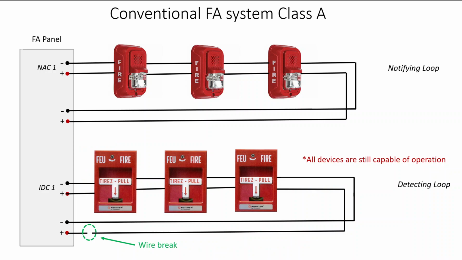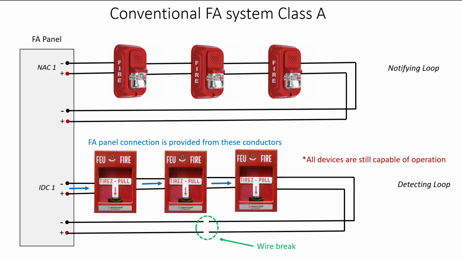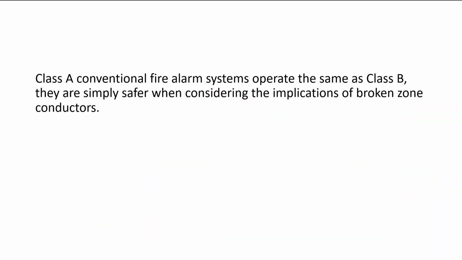Even if there's a wire break on this conductor, fire alarm panel connection is still provided from the original two conductors and all devices remain capable of operation. It really doesn't matter where the break is or even if both the conductors are severed. And so a Class A is considered to be a higher threshold of safety. Class A conventional fire alarm systems operate exactly the same as Class B. They're simply safer when considering the implications of broken zone conductors.